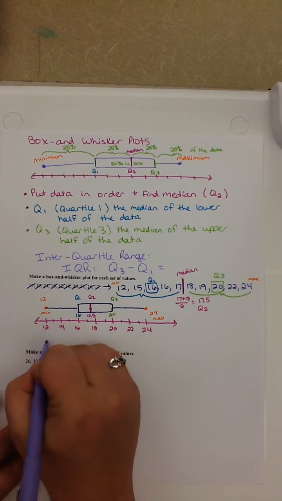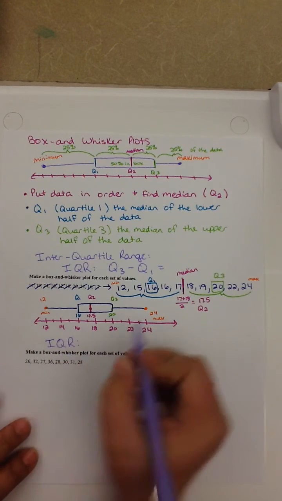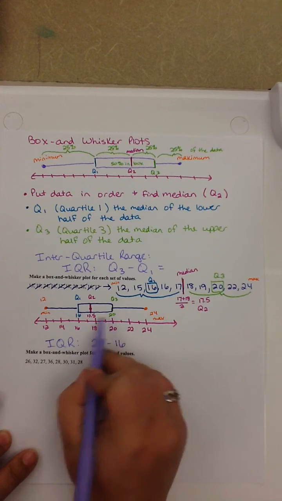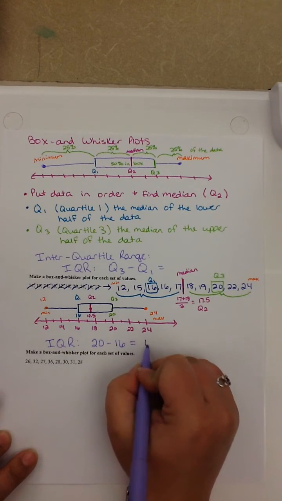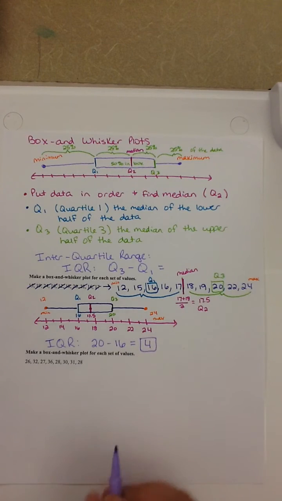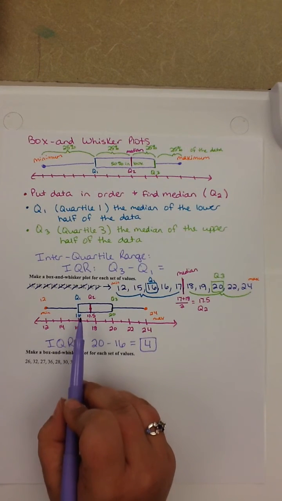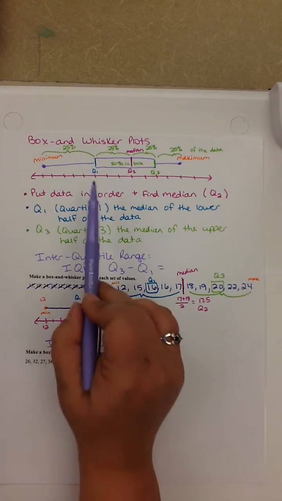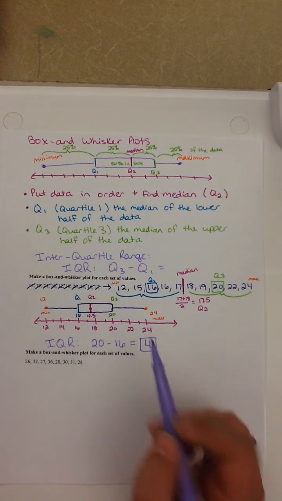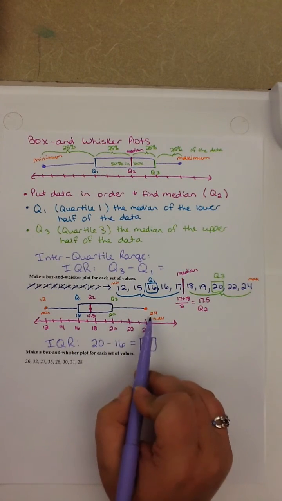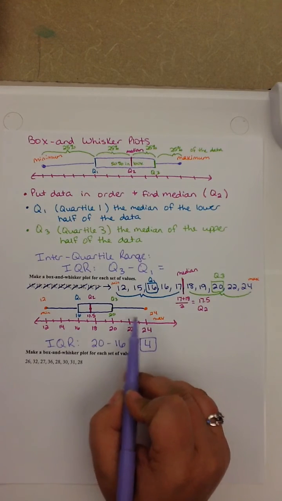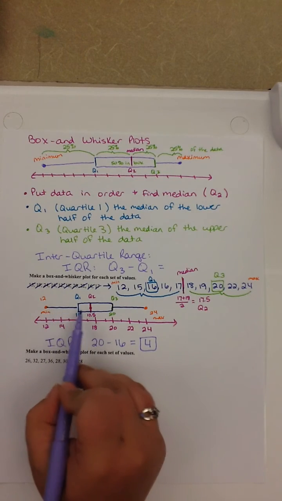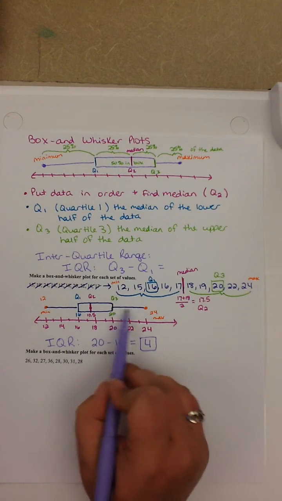Then we can find our IQR, interquartile range, by taking our Q3 minus our Q1, and since they're right on here, I can just look at that, find out my interquartile range is 4. Now if I asked you how much of your data is between the number 16 and the number 20, well, that would be in the box, so that would be 50% of our data is between 16 and 20. How much of your data is between 20 and 24? 25% of your data is between 20 and 24 because that's one whisker. So you've got 25%, 25%, 25%, and 25%.